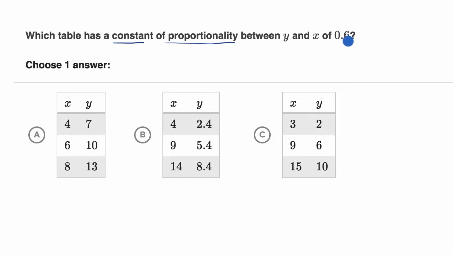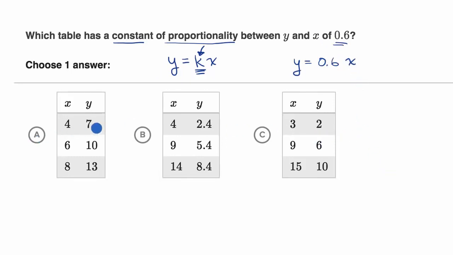All right, just as a reminder, one way to think about the constant of proportionality between y and x is that y is equal to some constant times x. Y is proportional to x, and this constant right over here is our constant of proportionality. So if that's going to be 0.6, then in the table that has a constant of proportionality of 0.6, y should be equal to 0.6 times x for every xy pair.